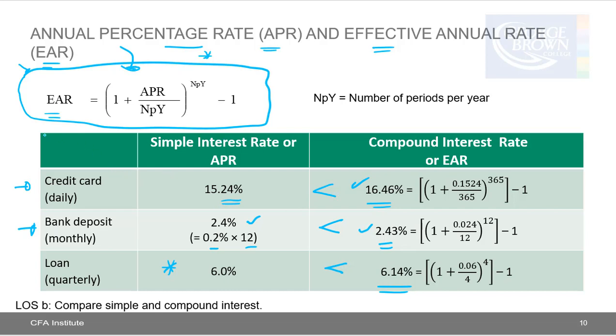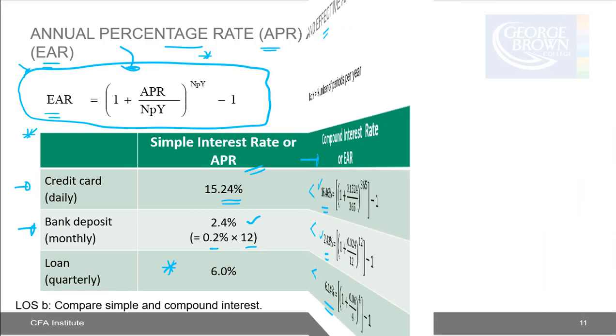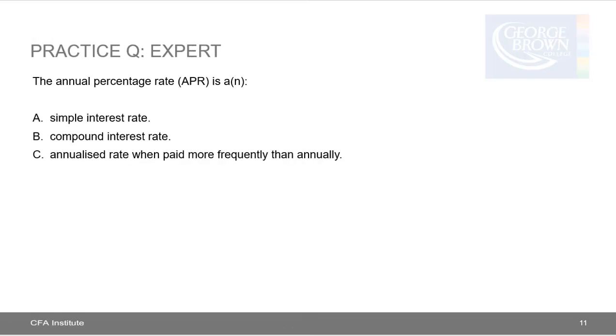Now, for the CFA Institute Investment Foundations program, again, you don't need to memorize that formula or do the calculations for the test. Nevertheless, you have to understand the difference between simple interest or annual percentage rate and effective annual rate, which is the compound interest rate. So I just wanted to show you, this is a practice question out of the learning ecosystem, and it was considered to be an expert question.